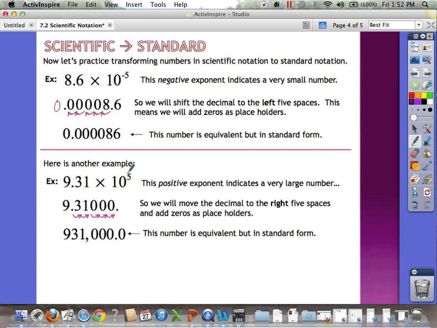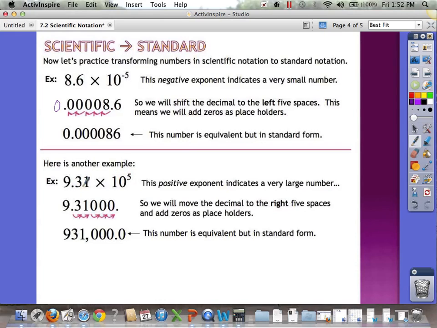That's positive, so that means it's going to get bigger. So if I'm going to get bigger than 9.31, I'm going to go to the right and make it bigger. Because every time I move, it's getting to be a bigger and bigger number. If I move it once, it's 93 point something. If I move it twice, it's 931. So you're going to move it 5 places.